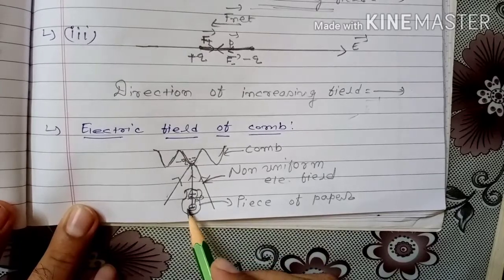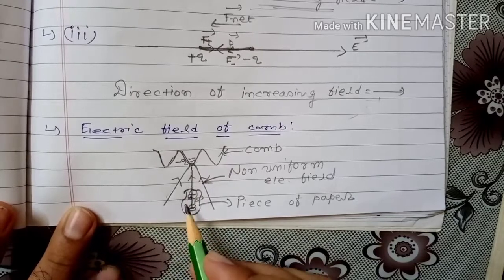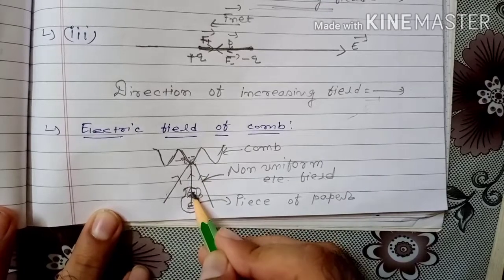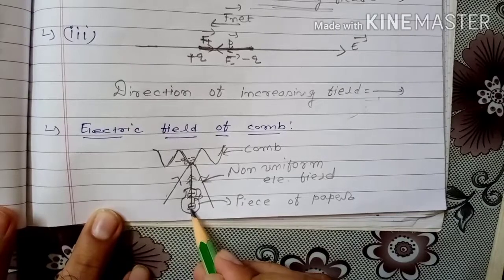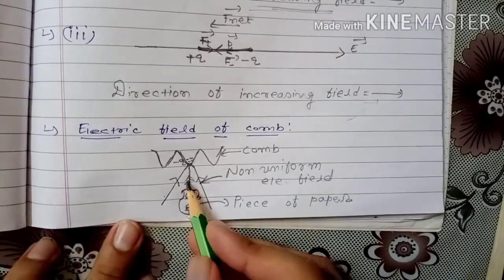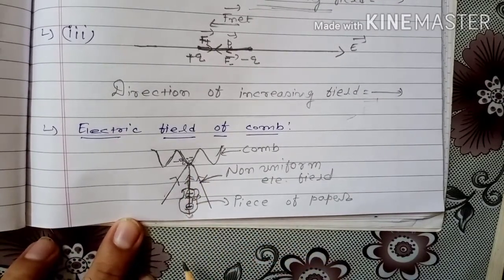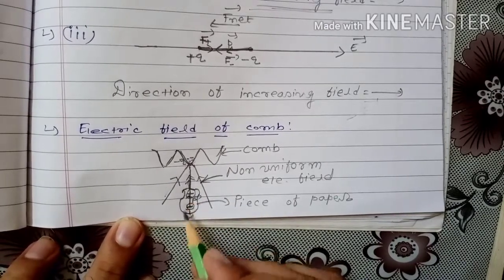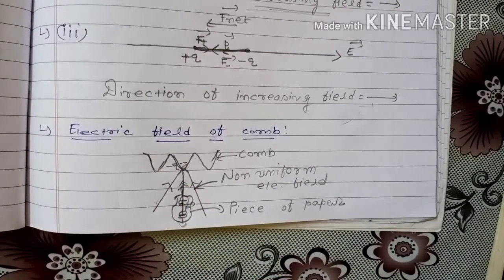Now here this piece of paper will move towards the comb. How? Because here the electric field is more, therefore the force on the positive charge is more. Which type of force will act? Attractive force. And on the negative charge which type of force will act? Repulsive force. But the repulsive force is less and the attractive force is more, because where the distance is less, force will be more, and where the distance is more, force will be less. So the force on the negative charge is less, the force on the positive charge is more, therefore this dipole will move towards the comb. This way a comb attracts pieces of paper.